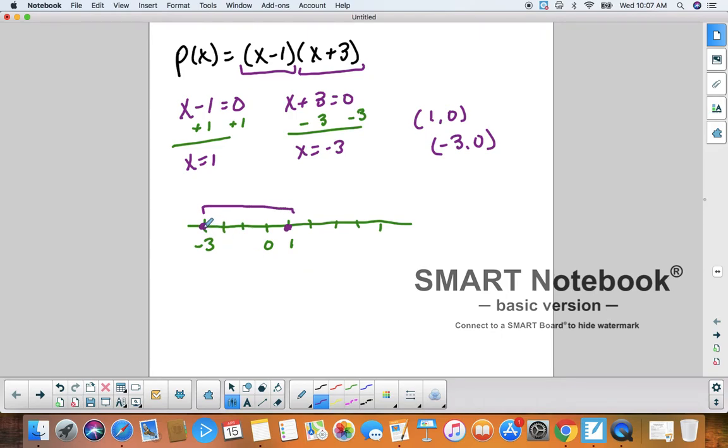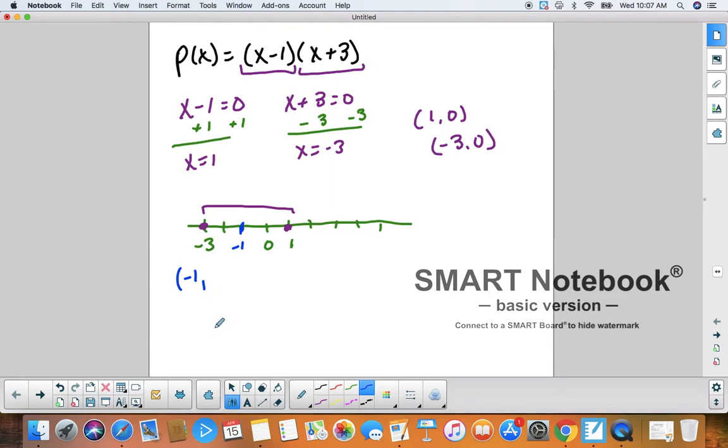The total distance is 1, 2, 3, 4. So halfway is going to be 2 from either here or here. So 2 from 1, I'm going to go back 2, and I'm going to land right here at negative 1. So I now know that the x-coordinate of my vertex is negative 1.